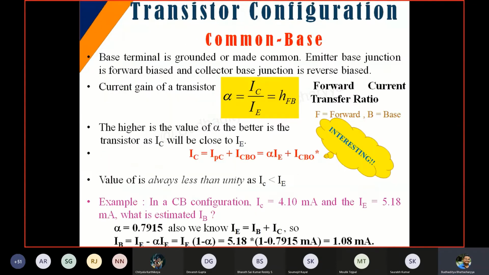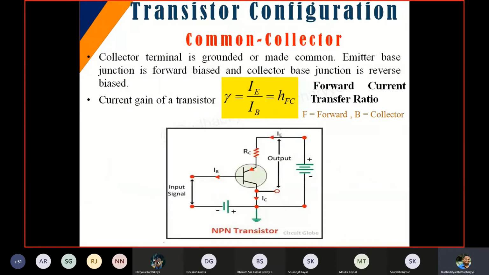Similarly, for common collector we got another one called gamma, which was again the same way, IE being the output and IB the input. The configuration is different. You can observe that the collector is now grounded. Be very careful while drawing the circuits, because later on, if you are asked, you should understand the application of it. In this case the collector terminal is grounded. So this is where we actually ended.